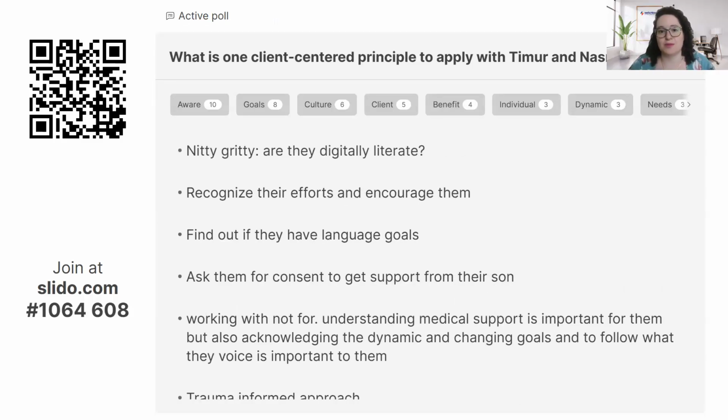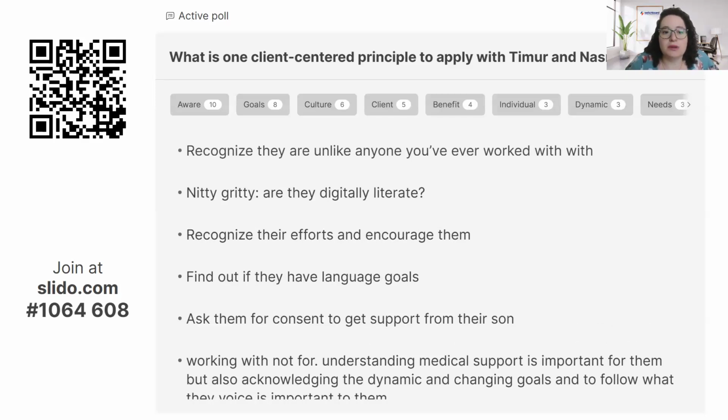What would you like your son to support with? And then having a conversation with him. Is that something you can actually support with? And what kind of role do you want to play?